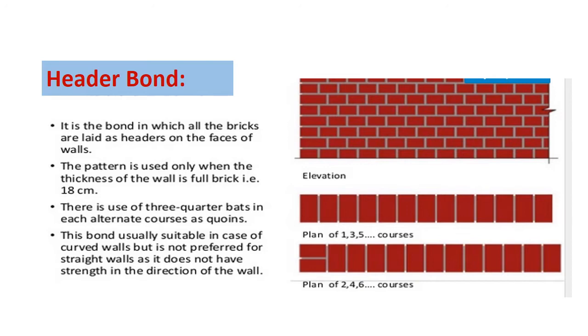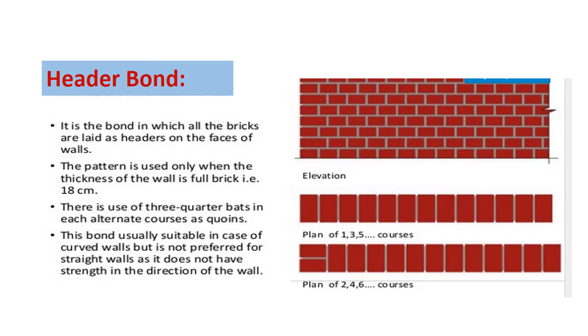Disadvantages of header bond. Some of the disadvantages of header bond can be listed as follows. It does not have considerable strength in the direction of the wall. It is not desirable for the construction of aesthetically important masonry structures.